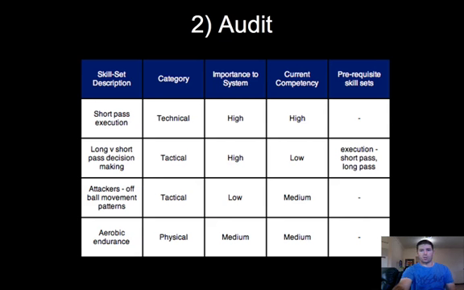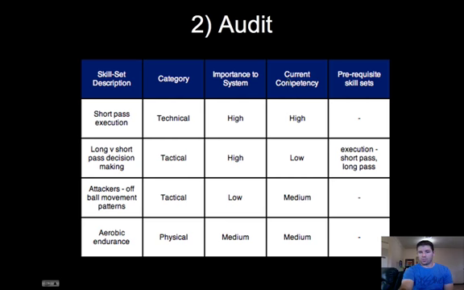So going about the audit, this is an example of a template that you could use. So here's some skill sets we've listed down the side here on the left. The next column across is what category or group they fall into, as we just saw on the previous slide. And then some things like how important is it to the system functioning well? Okay. And then if you've had your group or you're familiar with your playing group, where are they currently at with that skill set?